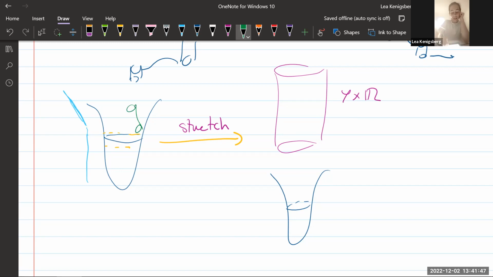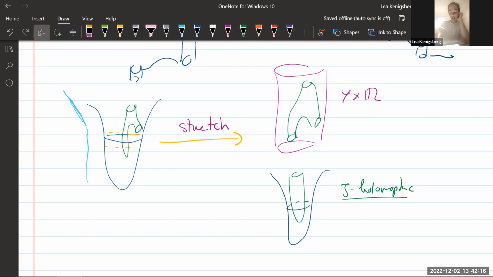But the point of stretching in this case is that now, if we had some curve here, so maybe it looks like this, then after you stretch, this is some version of SFT compactness. After you stretch, you get some curve in W plus some curve here in Y cross R. And the point is that now these curves are J-holomorphic.